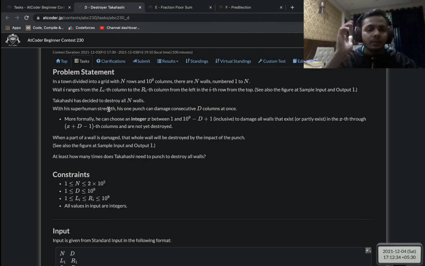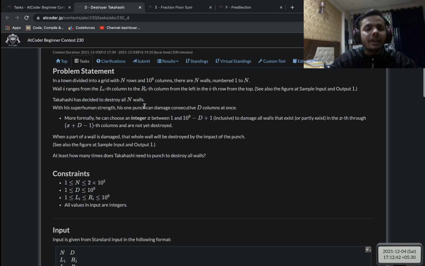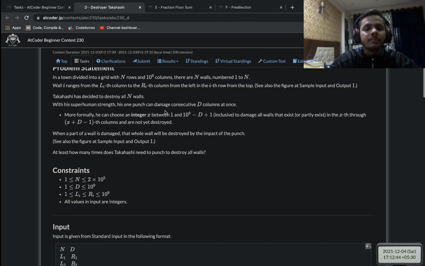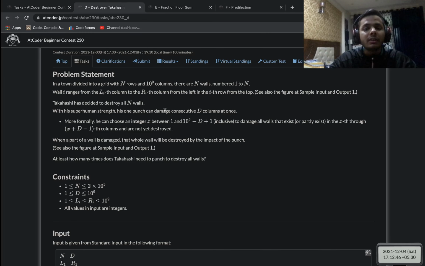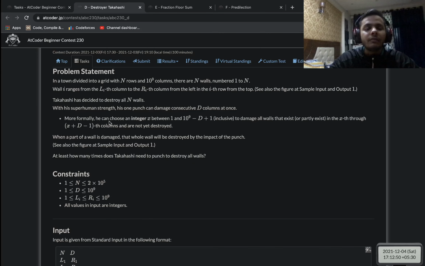And let's see what this problem is asking. Takahashi has decided to destroy all the n walls. So we have to destroy all the n walls, and what happens is that we are punching the walls, and if we punch a particular wall, we are punching d consecutive columns. That is, if we start our punch from column number x, then all the walls which are from column number x to column number x plus d minus 1 will be completely destroyed. I hope it's clear what I'm trying to say here.